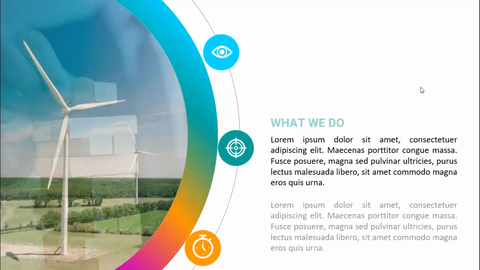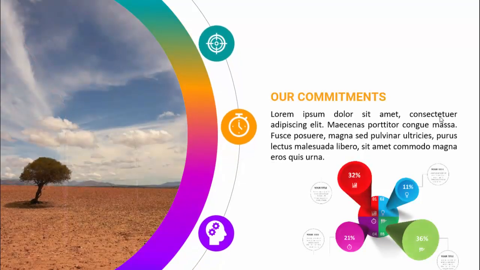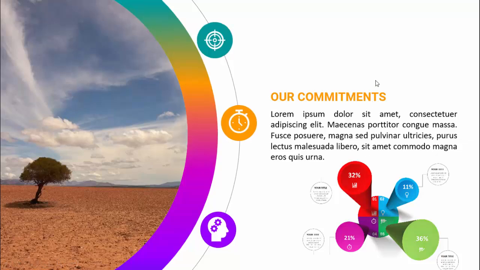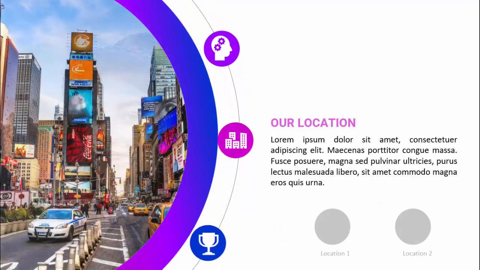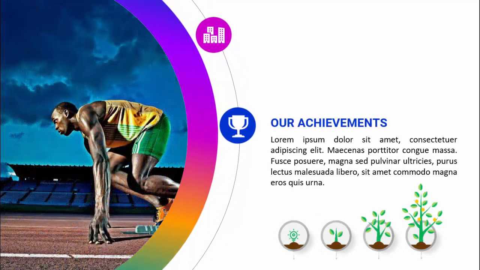So when I click, you can see here it moves up and then it says what we do. Again, the image changes here, and you can add some extra text if you want. And then when I click, it moves up and then comes our commitments. Again, the image changes, and if you have some graphs or charts also, you can add it here. Then comes our staff, you can see here, and then the last one, it's about our location, and then you can put our achievements also. So something like this we can make in an easy and nice way to present your company's vision or company's achievement.